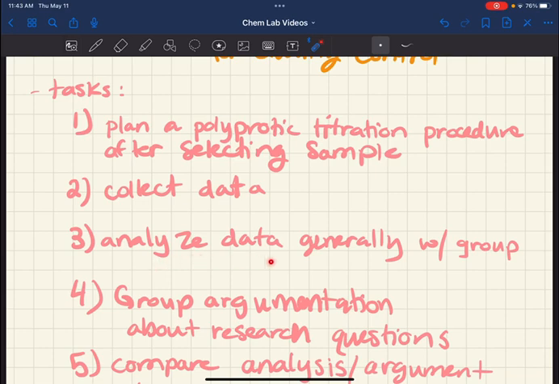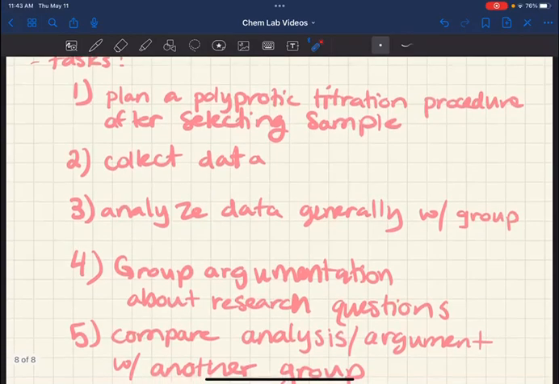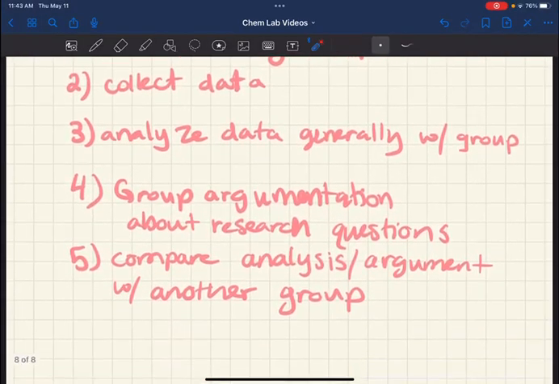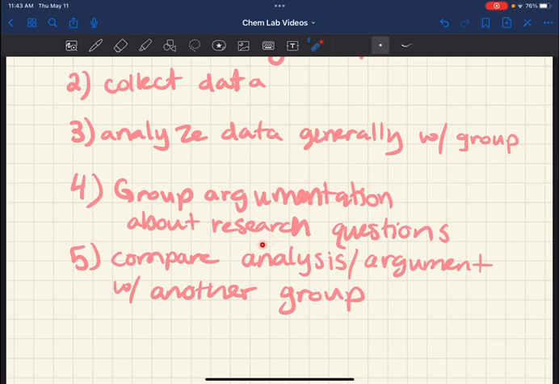Then you will, as a group, analyze your data from a general standpoint. And later on, you'll go through and do more of a numerical analysis with the guidance of the data worksheet. But you'll set up a group argumentation about both research questions. And so you'll have to do enough analysis to be able to answer both research questions, i.e. calculate the concentration and determine which polyprotic acid you have.